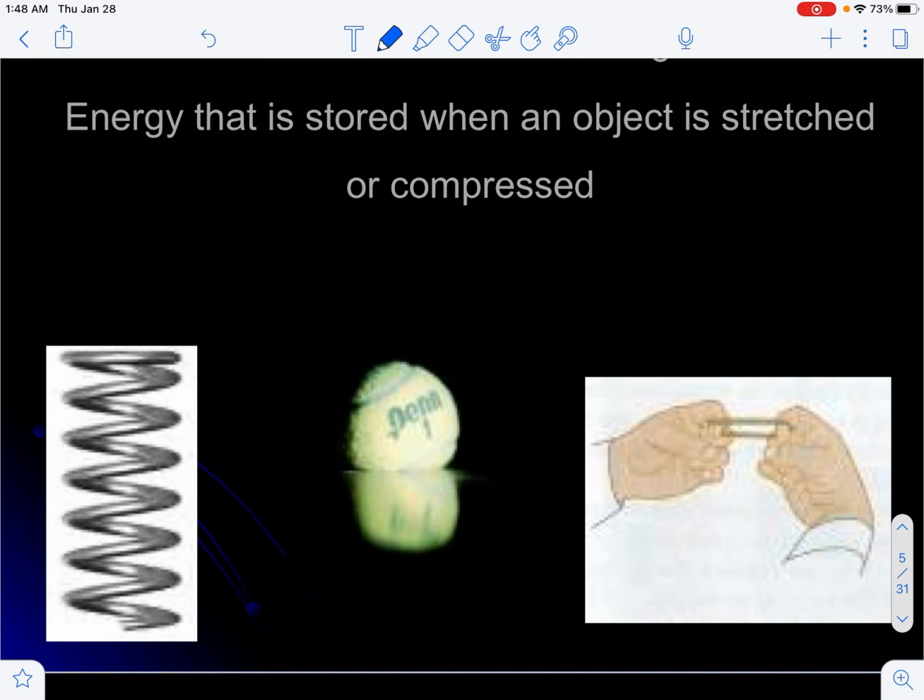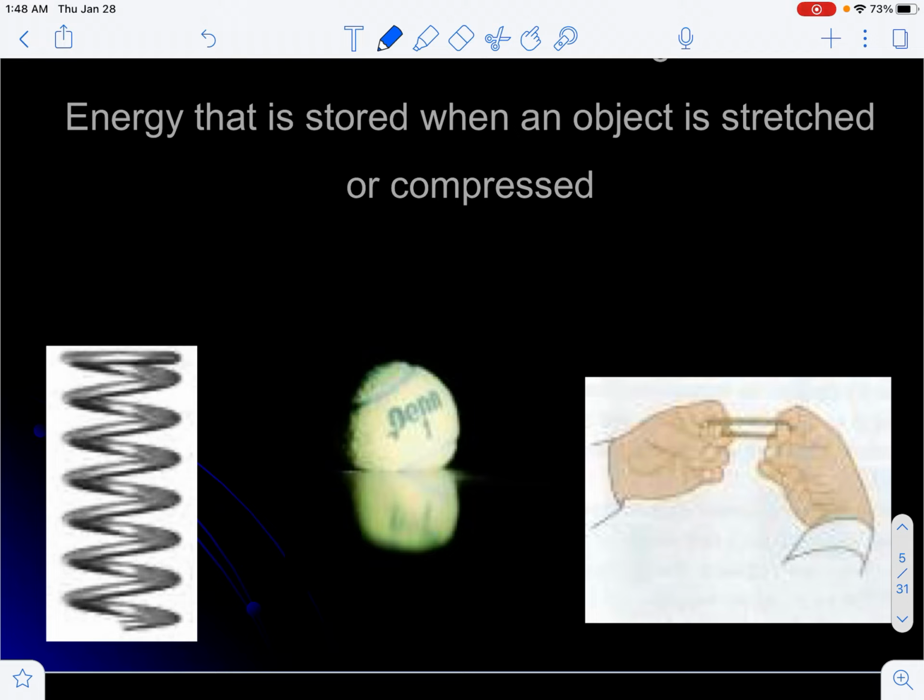The next one is elastic spring energy or spring potential energy. This is energy that is stored when an object is stretched or compressed. Think about a spring. A spring, when we stretch it, it springs back, it comes back to its original form. When we compress it, it comes back to its original form, right?